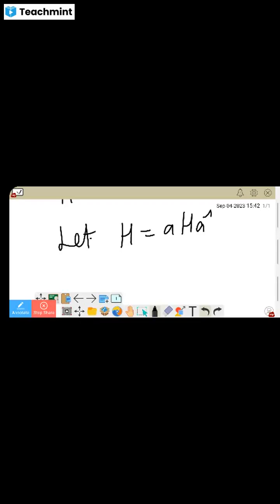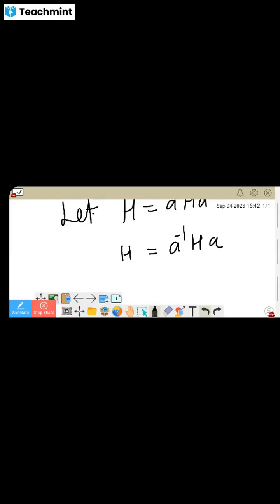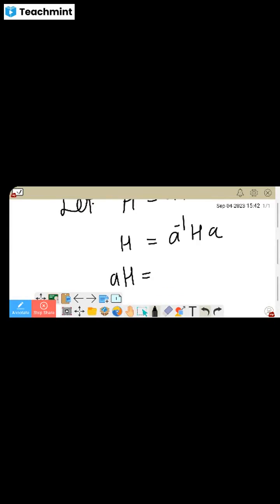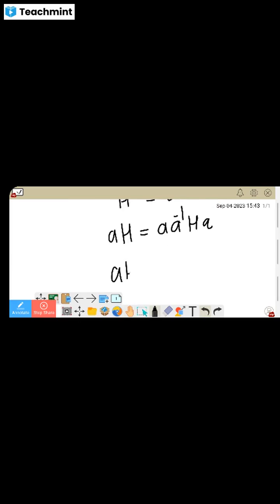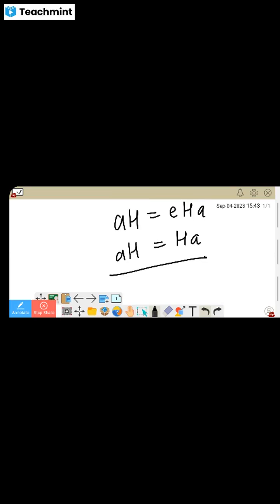This can be written as A inverse H into A. Got it? Now let us take A on the left side on both sides. A into H is H, and A into A inverse is E, so E H E, or AH is equal to HA, because when applied with E we get the same element. So we have proved it in both.